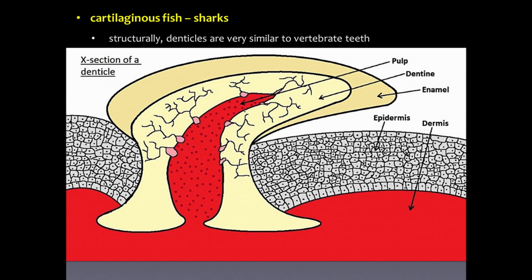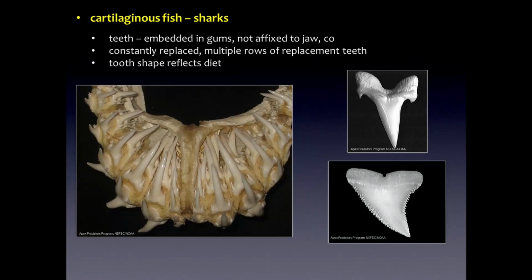Still on the subject of teeth, but not in relationship to dermal denticles, but the actual teeth of a shark, we'll find that the teeth are actually embedded in the gums of the shark's mouth. They're not affixed to the jaw. What this means is that sharks have teeth that are constantly replaced. They fall out very easily. And we see that sometimes teeth are replaced every 8 to 10 days or several times a month.